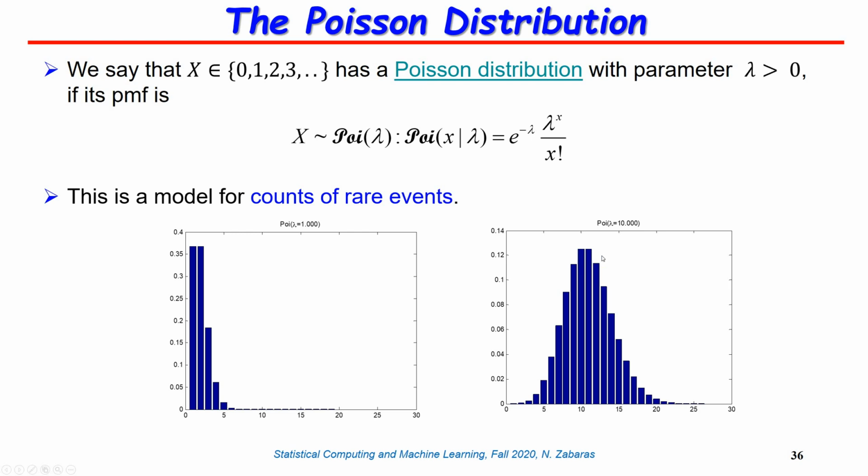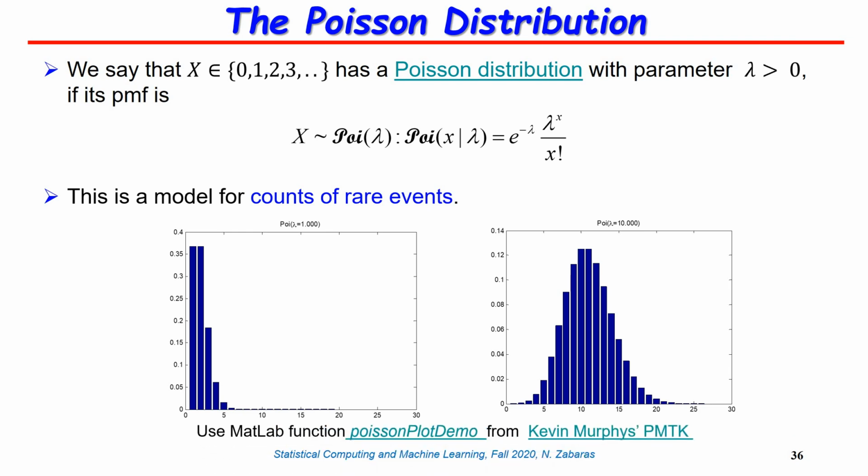And actually, when you look at this plot for lambda to be a very big value, you wonder, can the Poisson distribution be approximated with a Gaussian? And the answer is yes, it can. And we will briefly discuss this in 1 or 2 lectures from now.